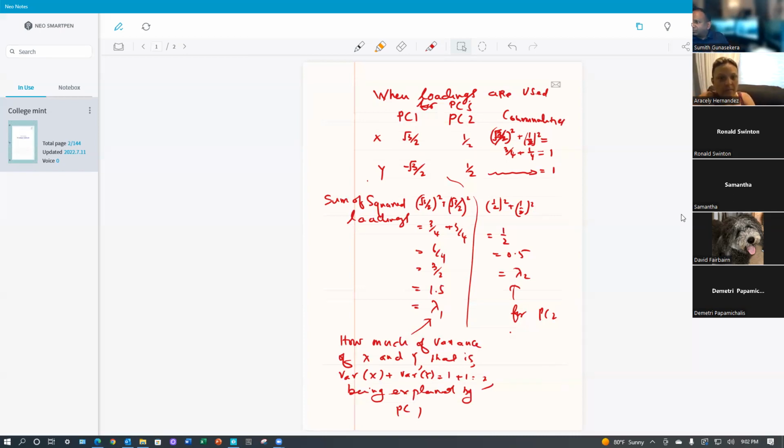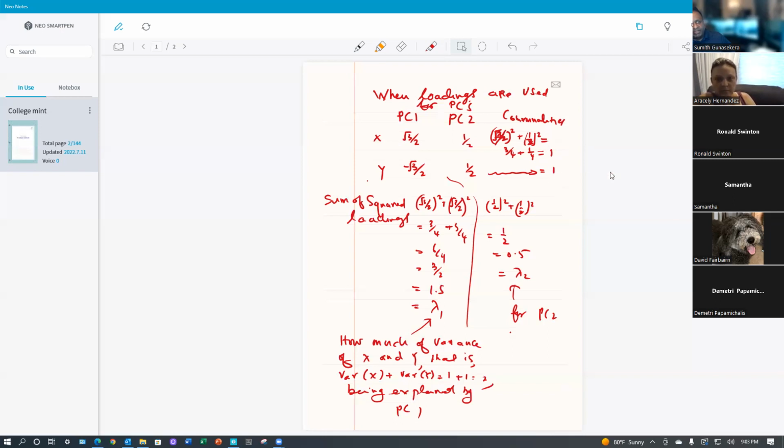Now you need a proportion. Proportion is what? Half and half. Is that right? 50-50. You can say 50% of the variation of x is explained by PC1 and PC2 together. When it comes to the total variance, it explains half of that variance, 50%, as a fraction. This is the variation.